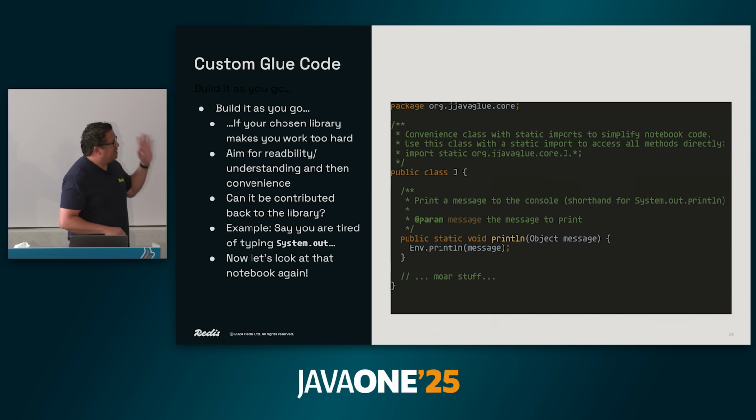So the glue code, again, very simple. This is the example from that println. I just have a class called J because I am really bad at naming things, as most programmers are. And I have a println that just basically pipes to the environment println. So pretty simple.